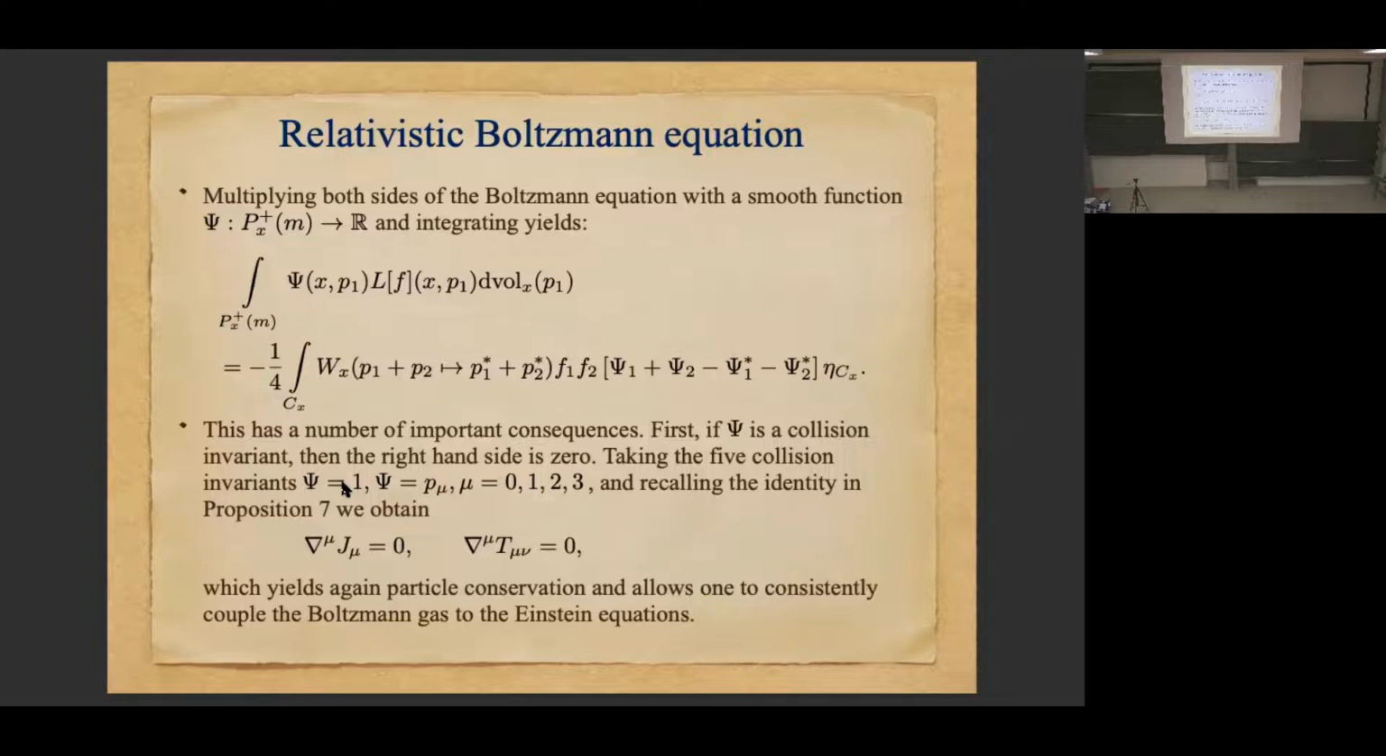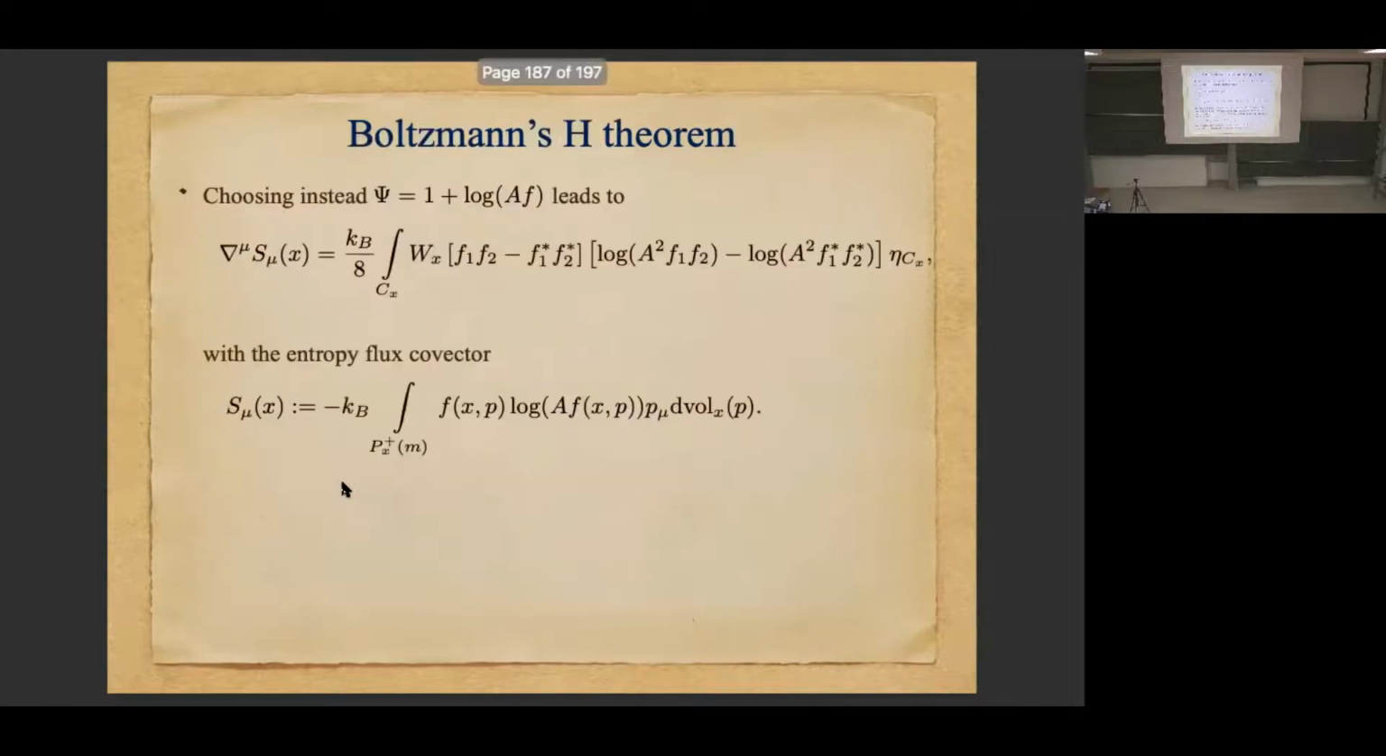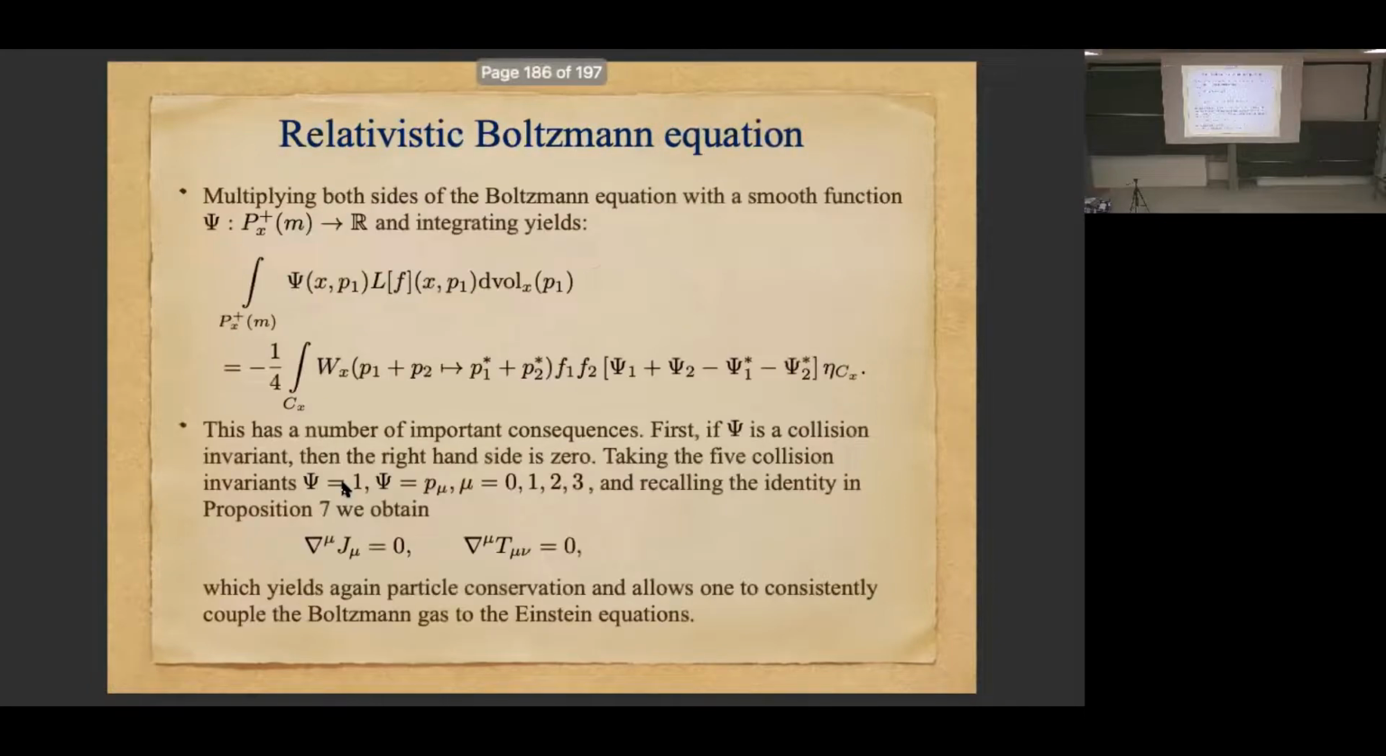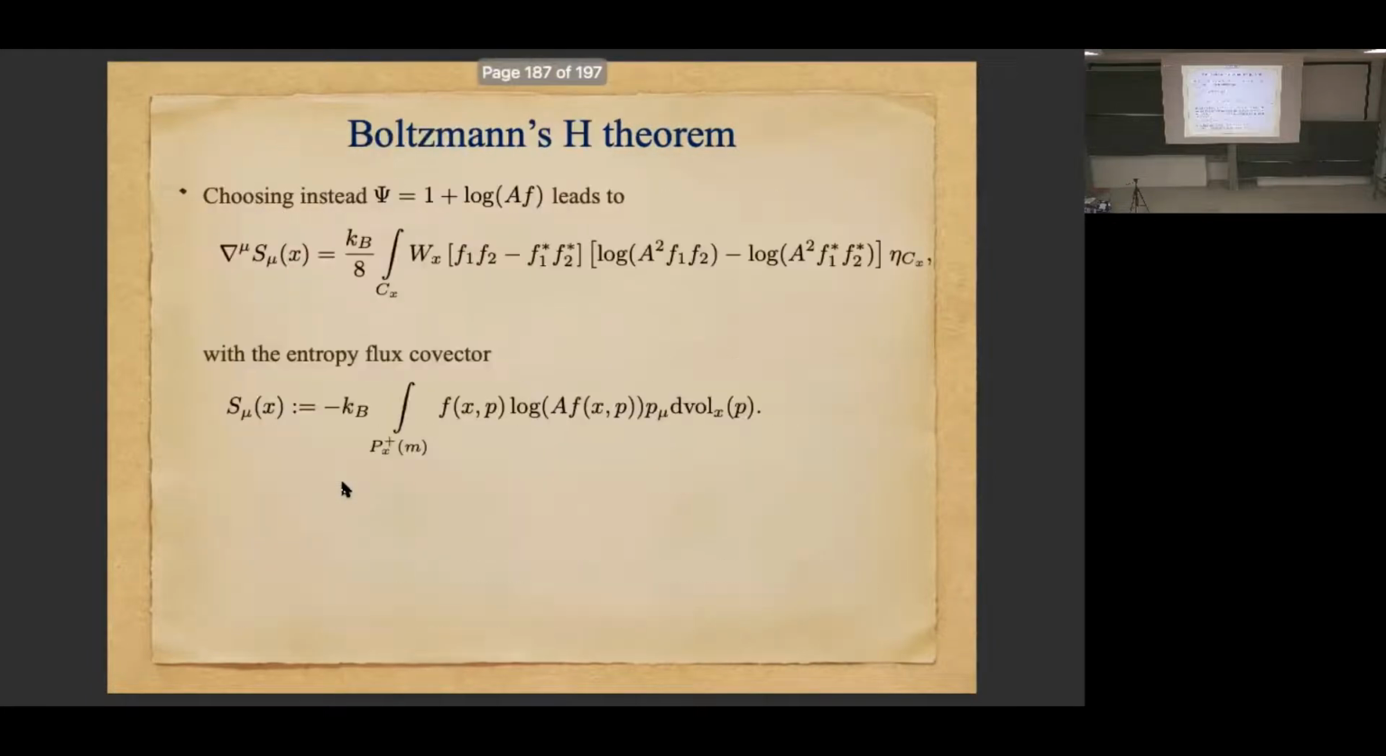So we'll get log f1 plus log f2 minus log f1 star minus log f2 star, but then you use the properties of the logarithm and the symmetries of W, and then you can write it in this way here. On the left-hand side, now you will have the Liouville operator that acts on 1 plus log f. And that gives you what is called the entropy flux. So that will give you the divergence of the entropy flux if you use again the identity from the proposition.